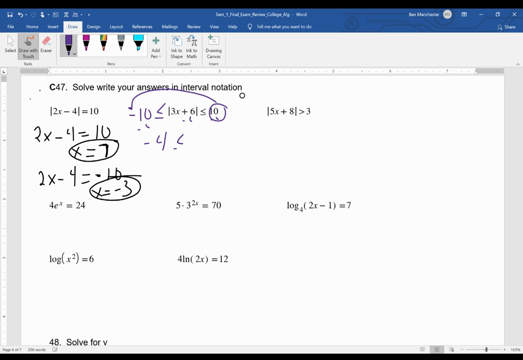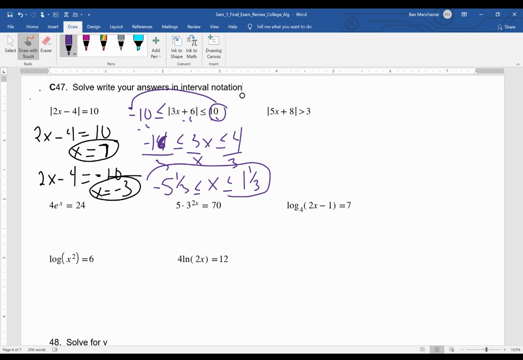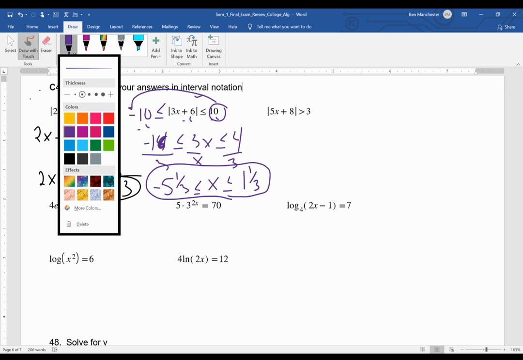So -4 is less than or equal to 3x is less than or equal to, wait, that's -16. -16 is less than or equal to 3x is less than or equal to 4. And then dividing everything by 3 gives you your answer. -16 thirds, or -5 1/3, is less than or equal to x is less than or equal to 1 1/3. So any number between -5 1/3 and 1 1/3 will make that a true statement. Okay, so sandwich, it works nice every time.